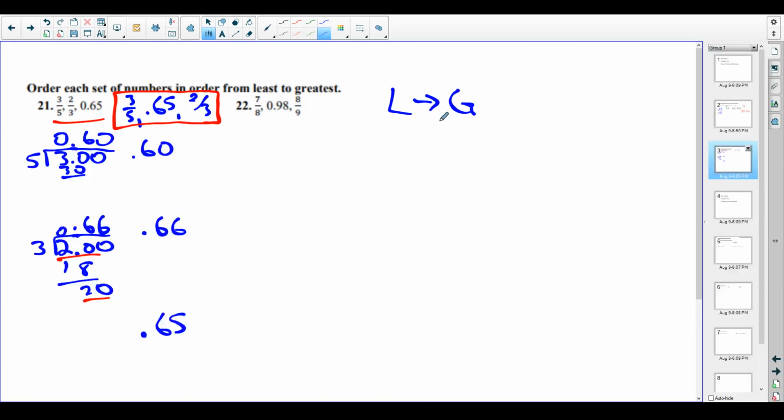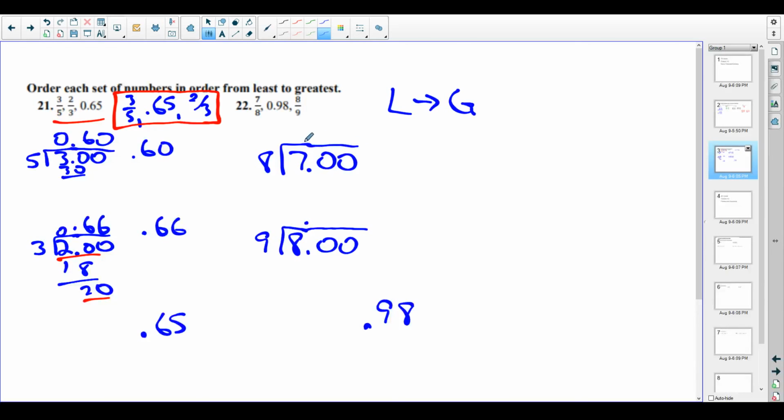Okay, so same idea, least to greatest. So we have 7/8. We need it as a decimal. We have 0.98. That's good, so I'm just going to write that one down here. And then 8/9. So again, top in, 8 in, 9 out. Again, it gives us 2 decimal places. So let's just go to 2 decimal places. Especially in 7th grade, I don't think I've ever seen it where you needed more than 2 decimal places to figure out which number was biggest or smallest.